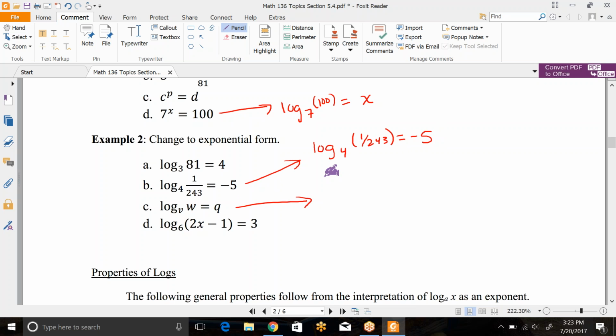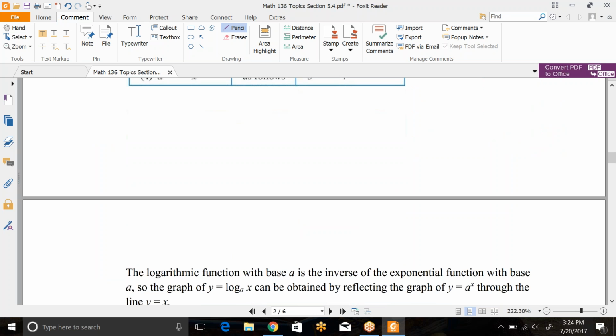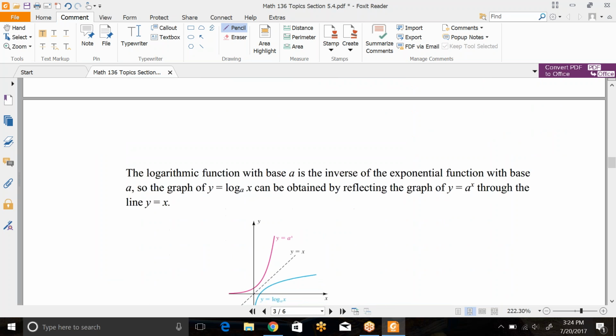So if you're in log form and you want to go to exponential, you can do this by spiral. You grab the base, you raise it to the exponent, which is on the other side, so 4 to the negative 5th equals the argument, which would be 1 over 243. And you don't have to have the parentheses, but I'm just keeping it the way it is. So 4 to the negative 5 equals 1 over 243. And then we would want to do this one. This would be v to the q equals w. So pretty simple as long as you know how to do the conversions. I told you not to focus too much on the properties, that most of them can be solved just by doing the spiral technique as well.